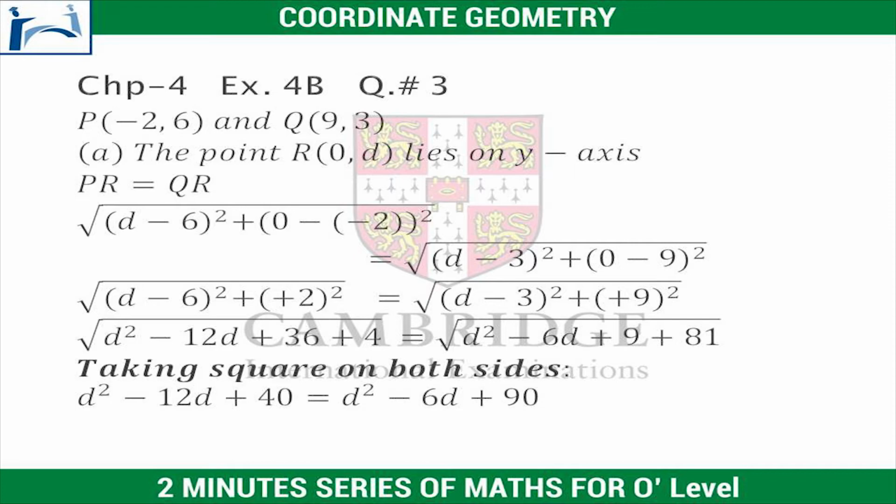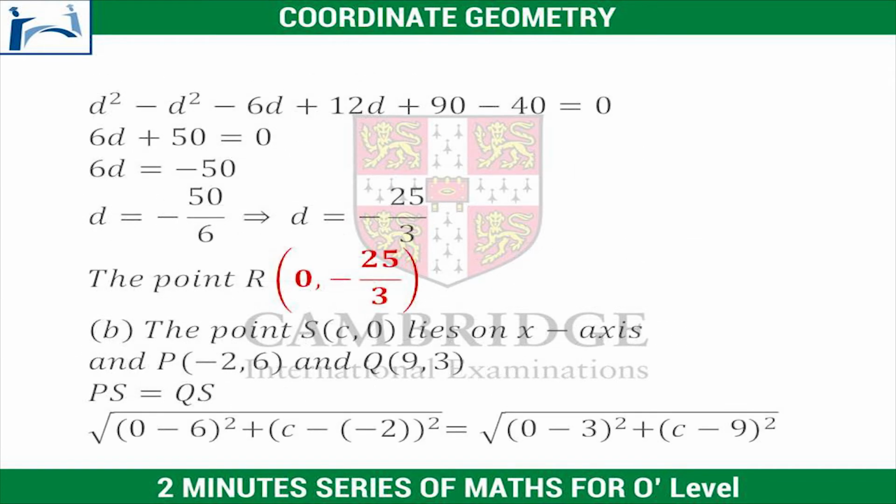So we simply open the formula and we simplify it. We take the square on both sides. We remove the under root sign. We get d square minus 12d plus 40 equal to d square minus 6d plus 90. So we move the right hand terms to the left hand side and we get 6d plus 50 equal to 0, 6d equal to minus 50, and we get d equal to minus 25 by 3. So the point R is 0 and minus 25 by 3.